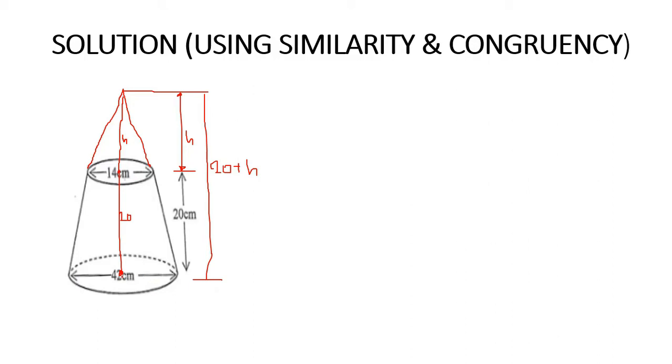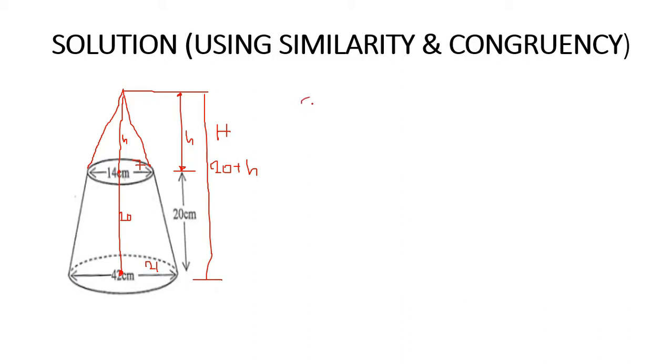We can now use the radii also. 42 is the diameter, which means the radius is 21, and on top here the radius is 7. Using similarity and congruence, we are going to compare the radii and the heights. The height of the smaller cone is small letter h, and the height of the bigger cone is capital letter H. This is what we are going to do so that we can find the value of h and apply the formula for calculating the volume.